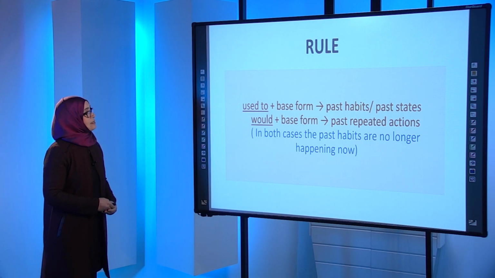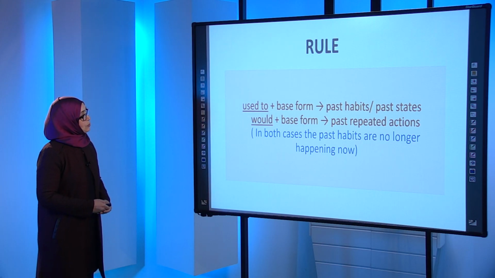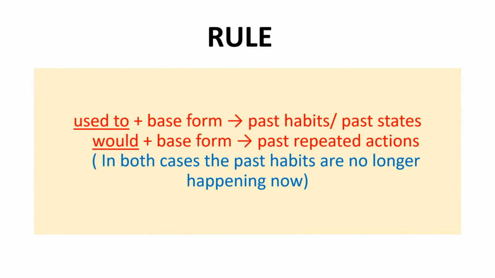Now, let's recap this point. Used to plus base form expresses past habits or past states. Would plus base form expresses past repeated actions. In both cases, whether it is used to or would, the past habits are no longer happening now.